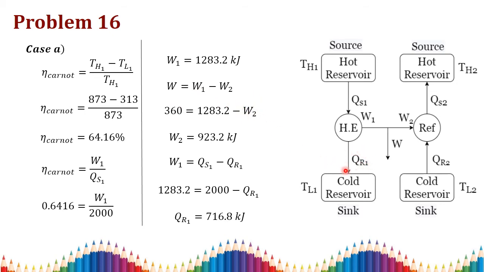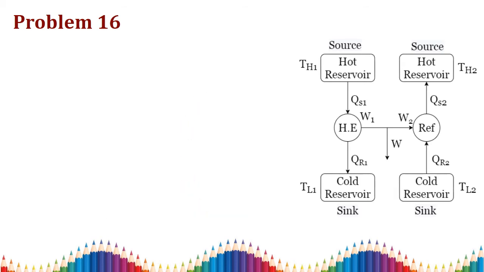But in this case we need to find QR1. So W1 is equal to QS1 minus QR1. QS1 is given in the problem, W1 is 1283.2 kilojoule. Substitute those values, you will get QR1 is equal to 716.8 kilojoule.